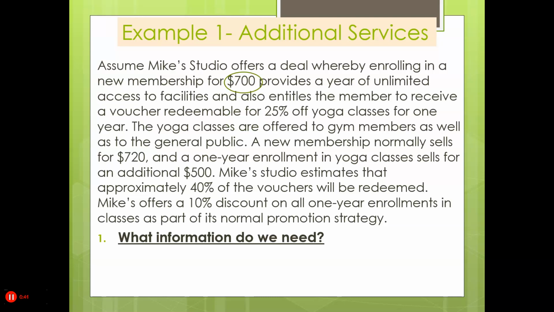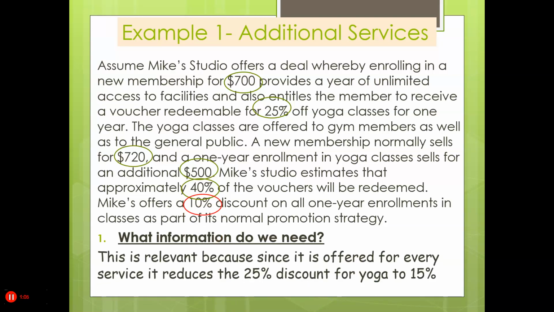So let's take a look at what information we need. We need to know the value of the membership, the percentage for the yoga. We need to know a normal fair market value of the membership, the value of a yoga student, number of possible redemption of vouchers, 40%, and we also know what they normally give, because we have to discount that 25% by that amount, meaning that it's only 15% instead of 10%.